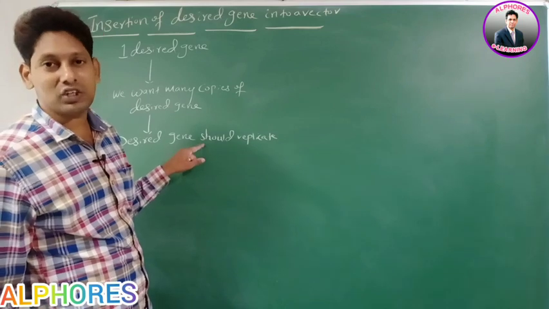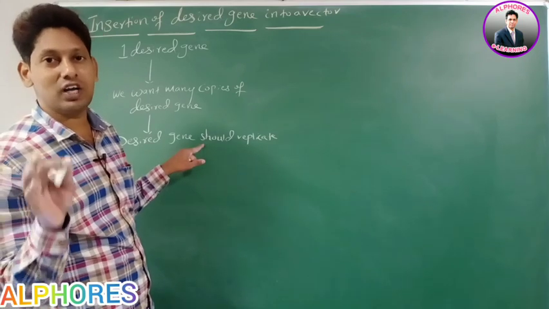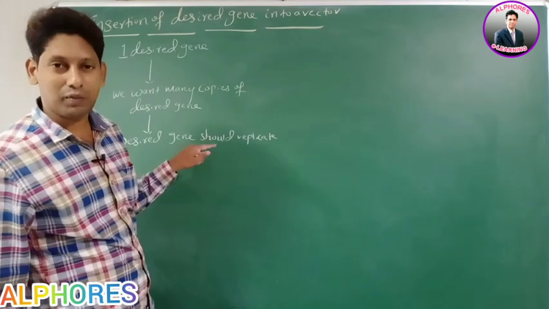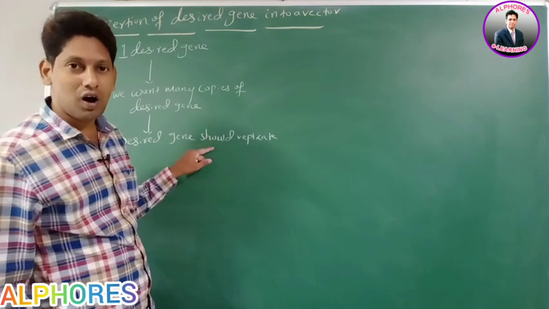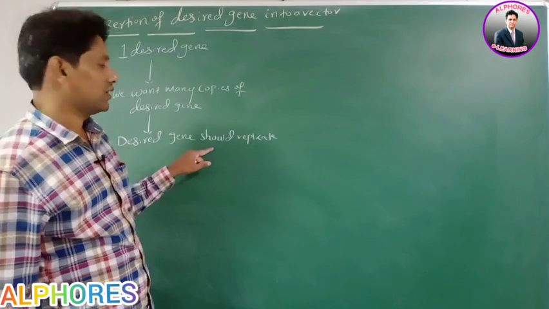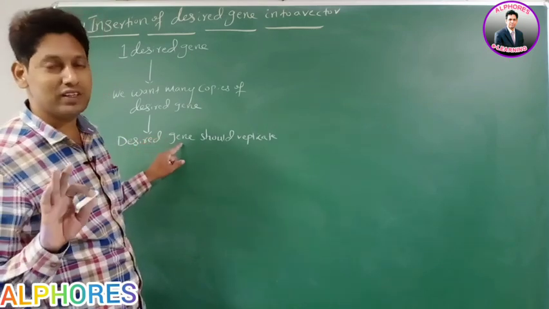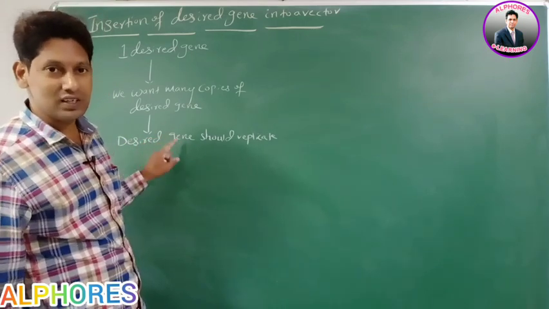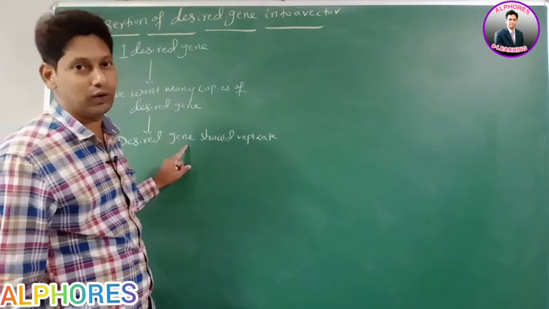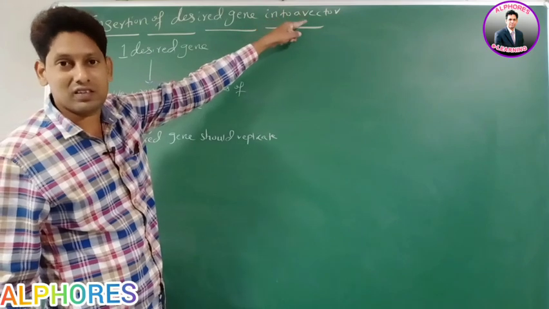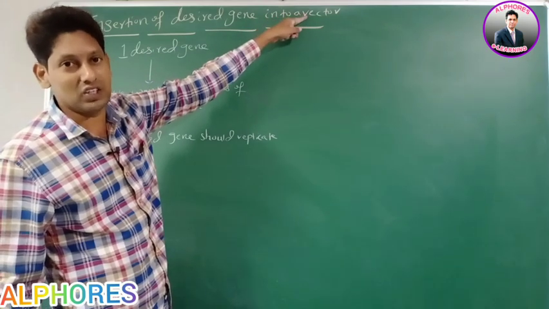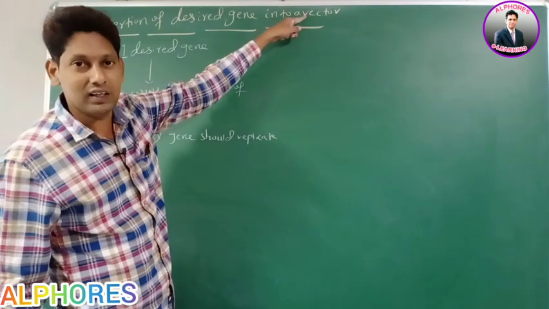For replication, a gene requires an origin of replication. But a desired gene does not have that origin of replication. Is a desired gene having origin of replication? No. That's why we are placing the desired gene in a vector which contains an origin of replication. Is this statement clear? Is it okay?